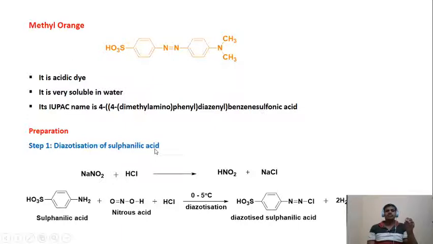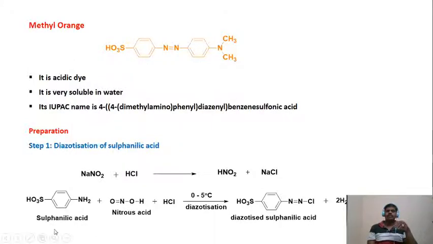Okay, diazotization of sulfanilic acid. Before this diazotization, we are going to see a reaction in which this HNO2, that is nitrous acid, is produced. What happens? The NaNO2 reacts with HCl to produce HNO2 plus NaCl, and this HNO2 is used in the next reaction, that is the diazotization reaction of sulfanilic acid, and this HNO2 is nothing but nitrous acid.